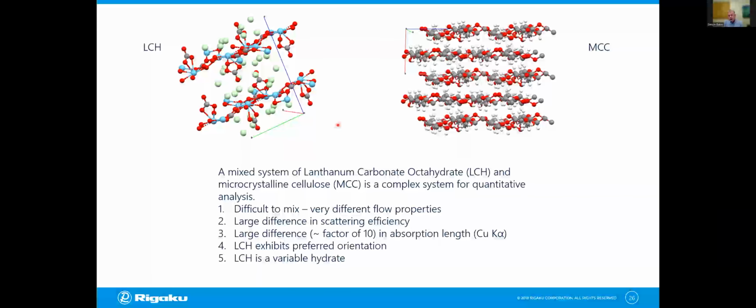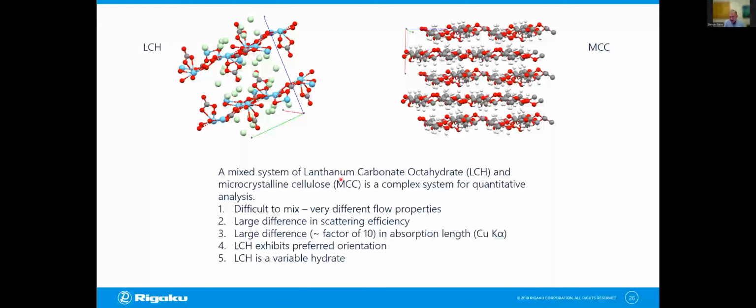Now, it turns out that in addition to this large difference in scattering intensity or efficiency, this is an extraordinarily complex system to work with for many, many reasons. One, it is difficult to mix. There are very different flow properties between the materials. One of them tends to be more staticky, one clumps up. So they are challenging to mix in the first place.